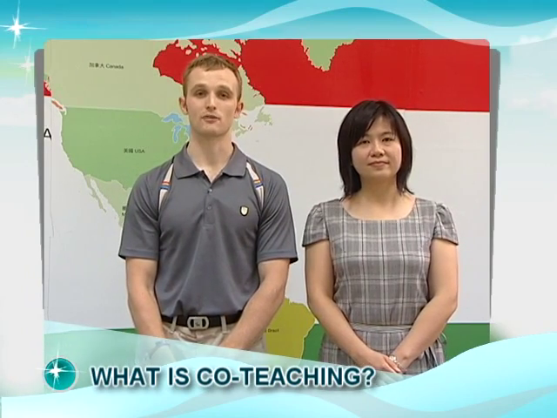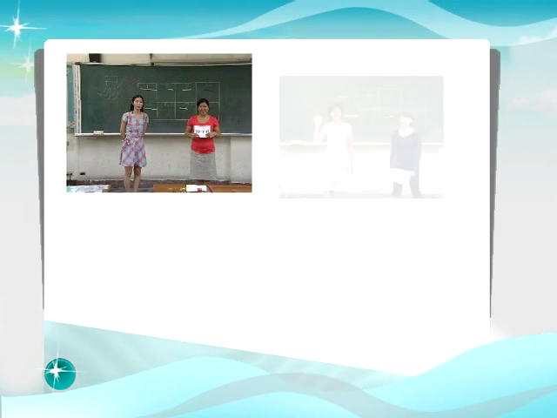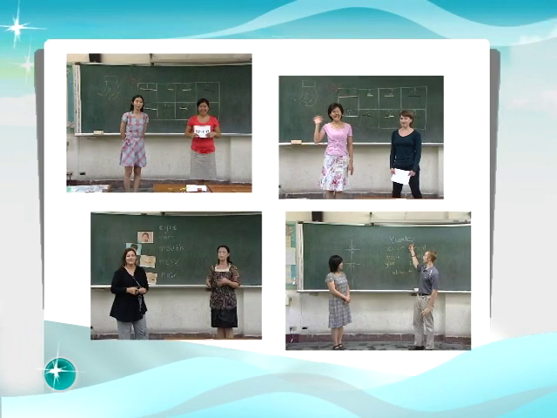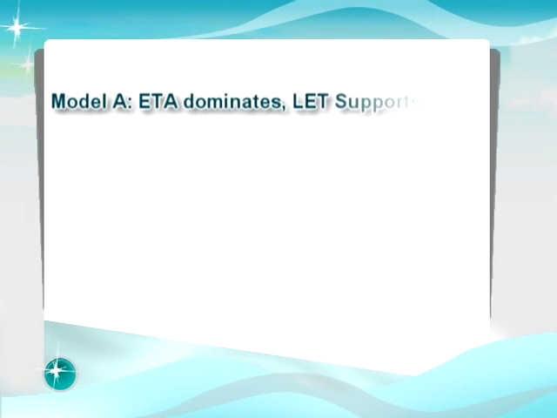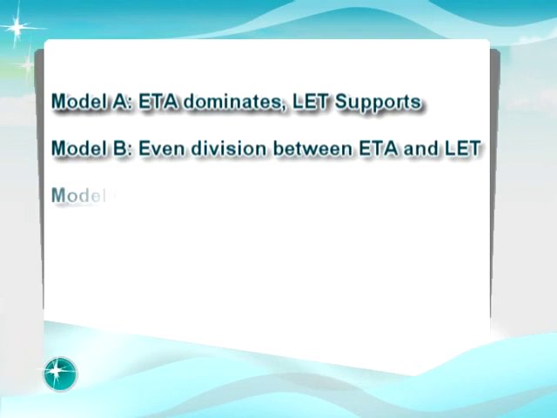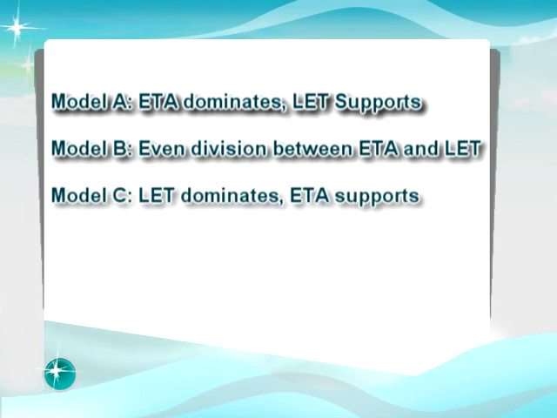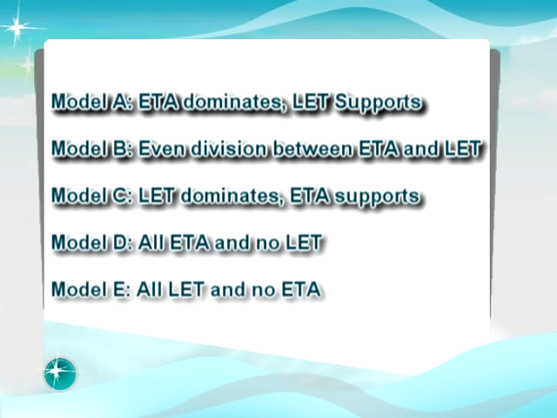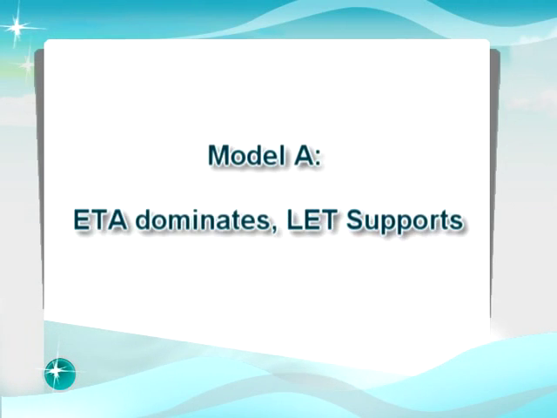Let's look at a graphic of the different models of co-teaching. As you can see, the responsibilities for teaching can be distributed along the scale in many ways. Here, we will look at 3 potentially effective models: Model A, Model B, and Model C. We will also show you why 2 other models, Model D and Model E, are ineffective. Let's take a look at the first model.